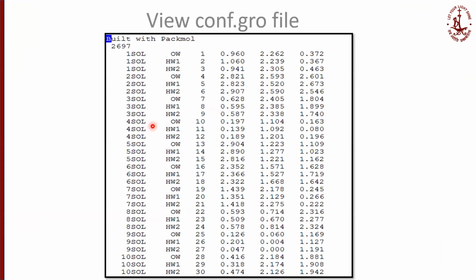Once you have that, you can view your GRO file. Your GRO file will have coordinates in nanometer. See, 1SOL, 1 1 1 SOL, that means this is the number 1 solvent molecule. These are the coordinates. Then 2 2 2 is the second water molecule, 3 3 3 is the third water molecule. Like that, you will have it for 899 water molecules.